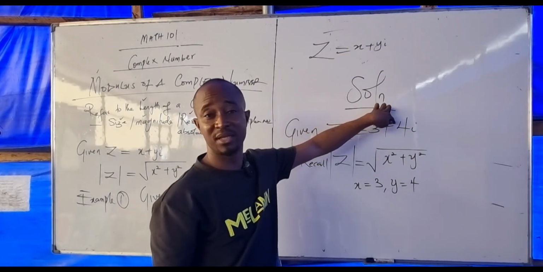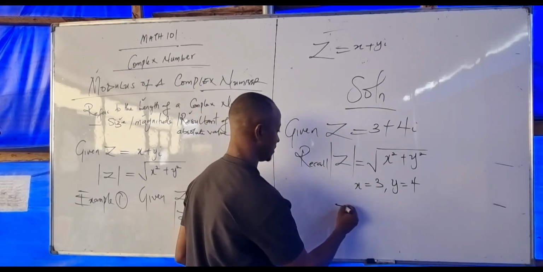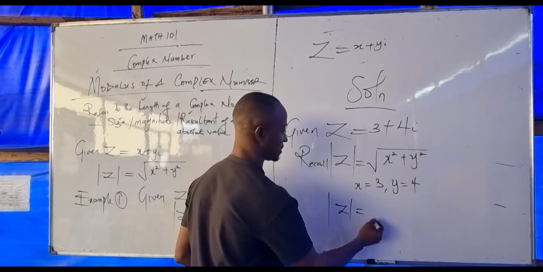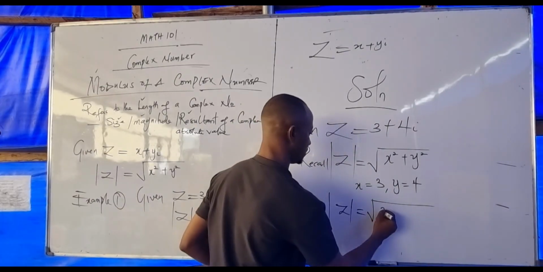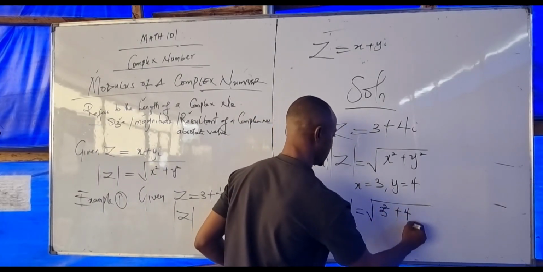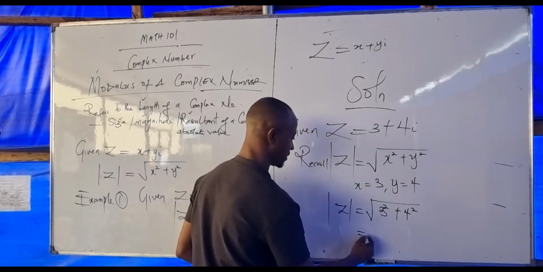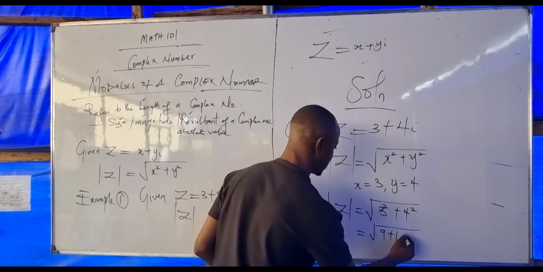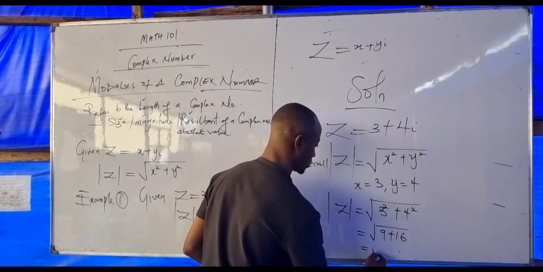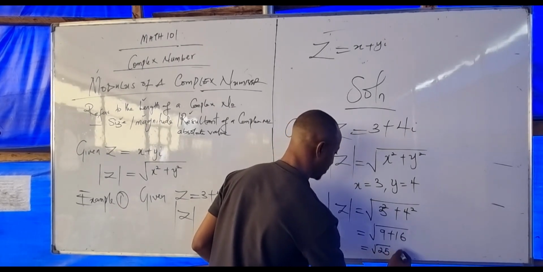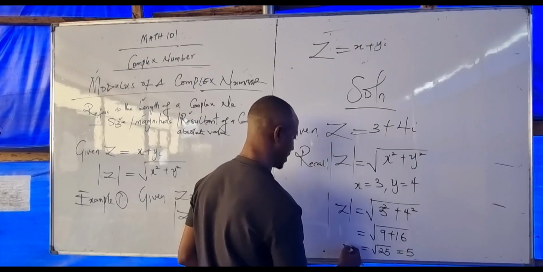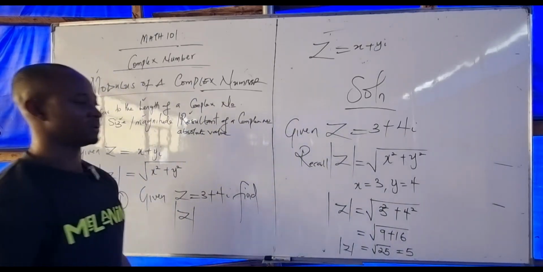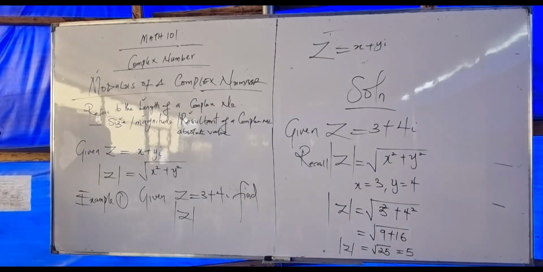Please take notes. So what do you have here? Z modulus, right? Becomes what? Square root of what? 3 square plus what? 4 square. And that will give us what, yeah? Root of what? 9 plus what? 16. That should be root of what? 25. And what do you have there? 5. So that means our Z modulus is simply what? 5. Is that simple?